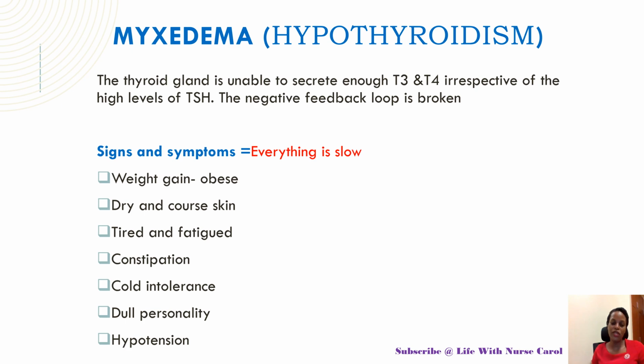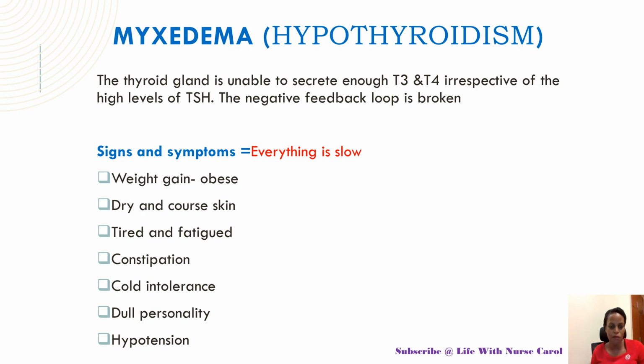So what do we get when we are not able to produce the metabolizing hormones? Everything slows down. Like I said, metabolism is activity, it's energy. So if we don't have that activity, if we don't have that energy, everything is slow. You find that these people gain weight because they are not using up any nutrients. They'll have dry and coarse skin because even their absorption is slowed. They'll be tired and fatigued. They'll be constipated. They'll feel cold because they're not able to generate the heat the body needs.